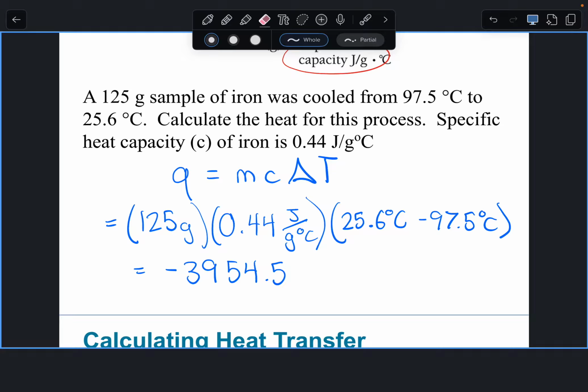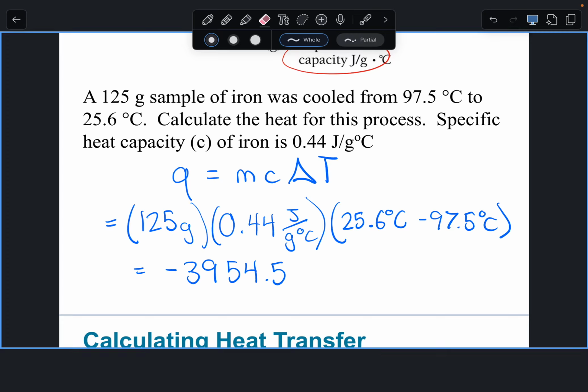Okay, so the biggest mistake people make is they invert the temperatures, right? You're so used to being like, oh, it's got to be the big one minus the small one, right? No, we have to keep it final minus initial if you want the sign to be correct.